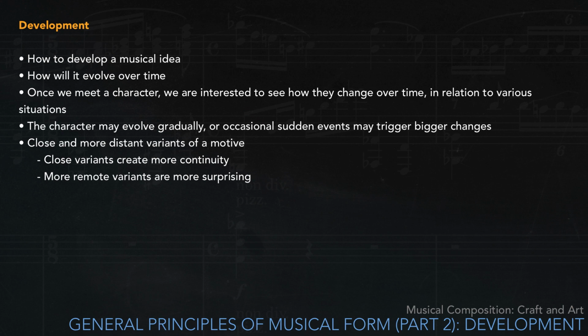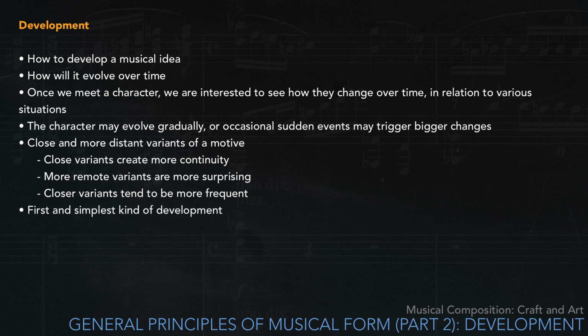In a piece of any length, both are necessary, but, as I explained in the last lesson, the closer variants tend to be more frequent, just so that the piece doesn't become audibly incoherent. The first and simplest kind of development of a musical idea is simply to compose several successive phrases based on close variants of the motive, or motives.